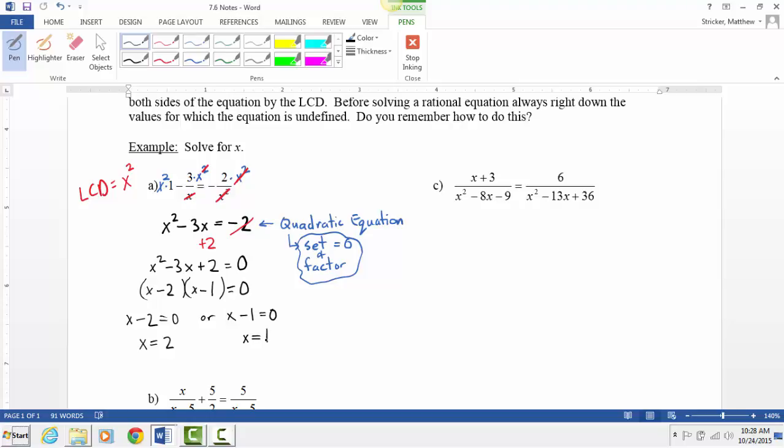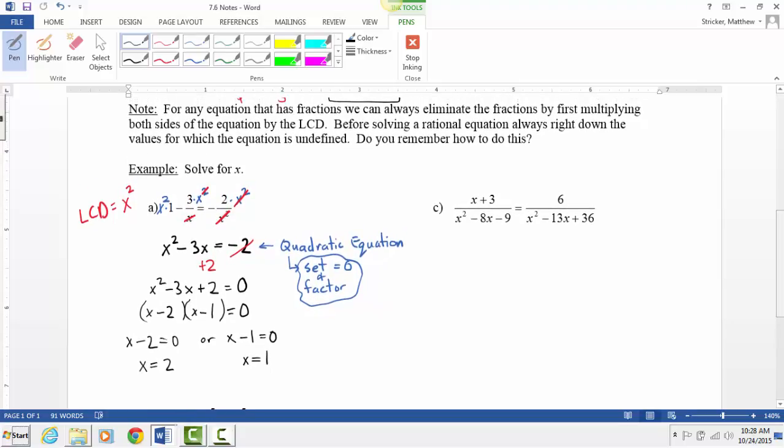There's no bad answers. So I skipped over this at first because I wanted to jump right into solving, but let's go back up to this paragraph that's in your notes. It says, for any equation that has fractions, we can always eliminate the fractions by first multiplying both sides of the equation by the LCD. We did that. We did that at the very beginning. But before solving a rational equation, you should always write down the values for which the equation is undefined. Remember how to do this? Remember we did this in 7.1. We said there's going to be some values that we can't have because when it's undefined, remember that means that happens when we divide by 0.